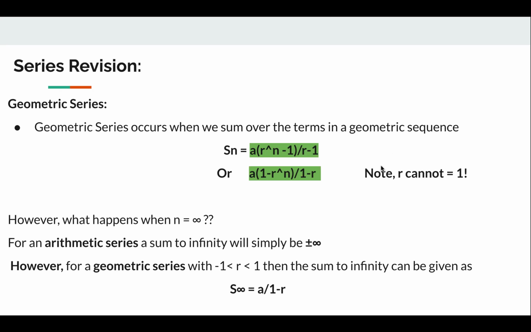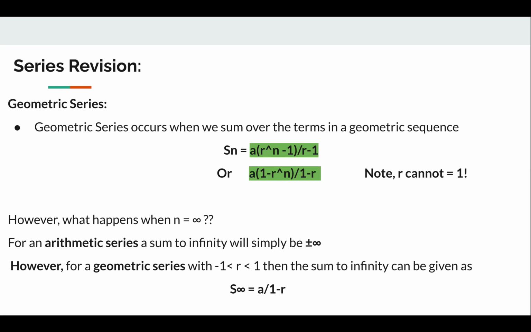Note, and this is important, r cannot equal 1, because when r equals 1, our denominator will equal 0, and our series will then be undefined. So these formulas work for an r value that is either less or greater than 1, but not equal to 1. Okay, so those are our two series that we're going to work with, arithmetic and geometric series.